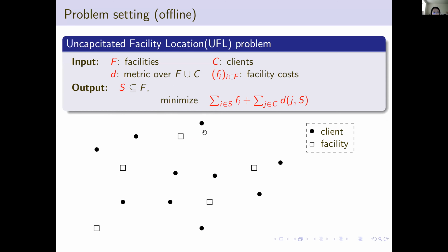Each client is required to connect to one of the facilities, and this connection must be to an open facility. To open a facility, we need to pay a facility cost, which is f_i. Then the connection also needs a connection cost, which is exactly the distance between the client and the facility. The goal is to open a subset of facilities to minimize the overall facility costs and connection costs. That's for the offline setting.